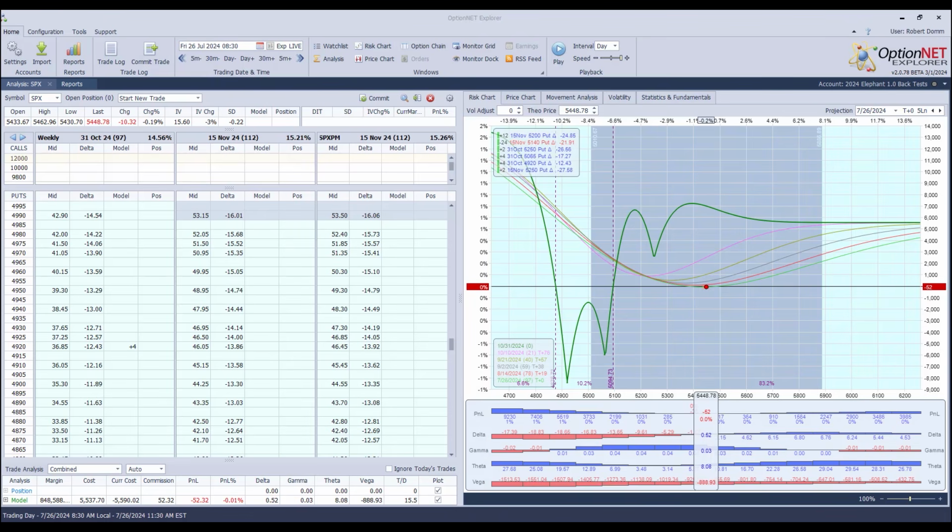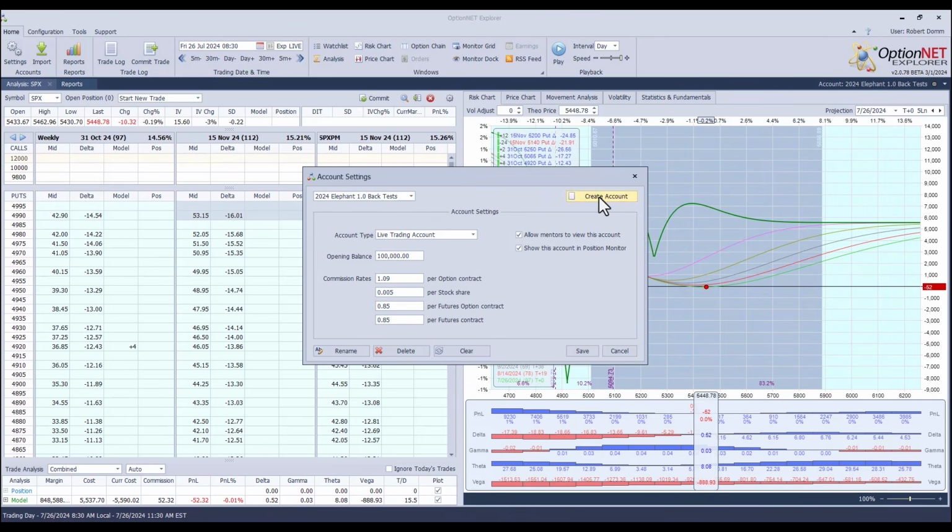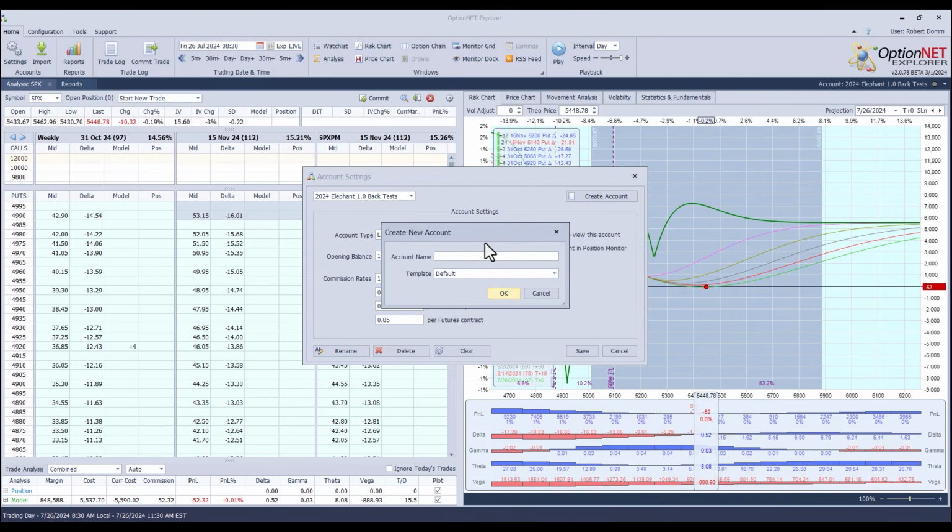Okay, in this video, I'm going to go over backtesting the Elephant 1.5, version 1.5, and I'm going to start from scratch. This is what the Elephant looks like right here, you can see. I'm going to create a brand new account. I'm going to call it 2024 Elephant, version 1.5, Backtests. I have to put 2024 in front of it because I have so many accounts.